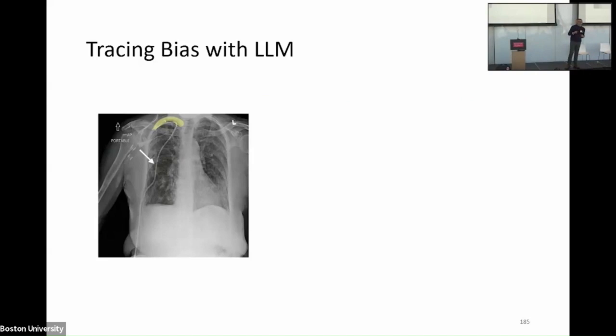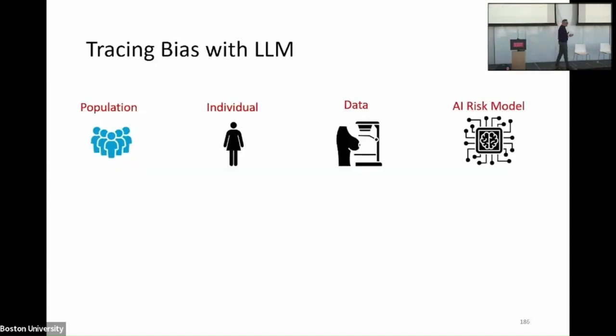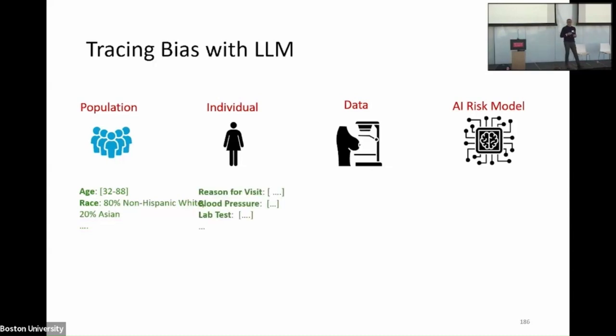Fortunately, many of these events leave some text trace in the data. For example, in the example that I told you earlier, the procedure note in the EHR, electronic health record, mentioned the insertion of the chest tube. And in fact, if you look at the population, we can look at the zip code and also the insurance information of the patient population and gather what kind of population is served by the hospital.